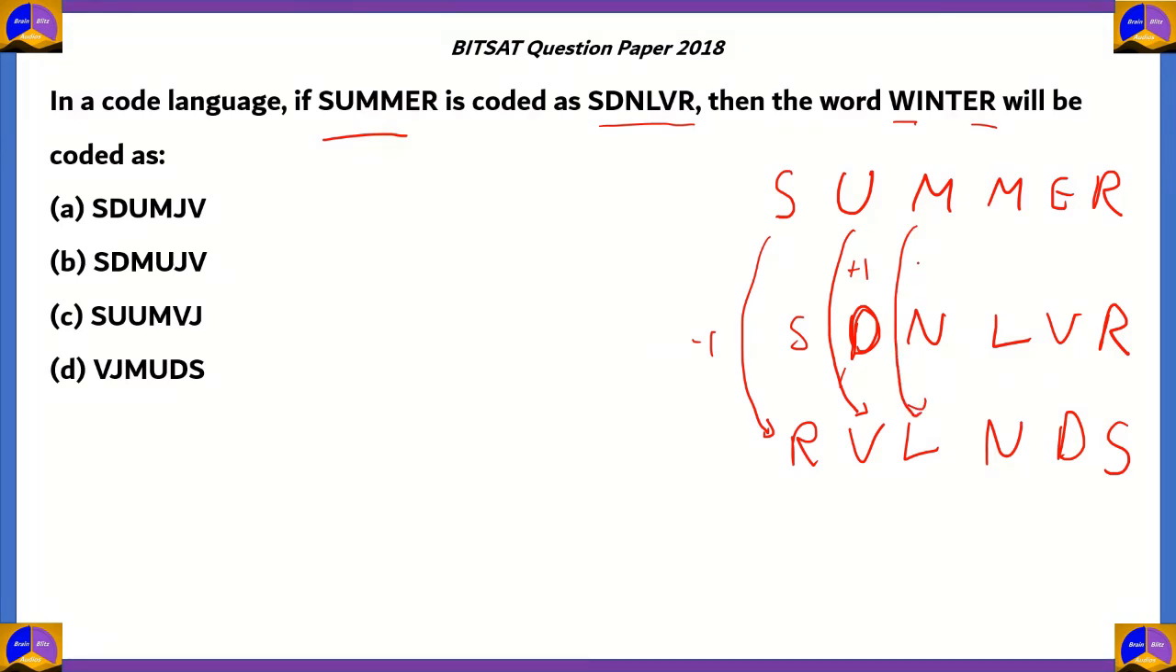For the third, the previous letter is taken. For the fourth, the next letter is taken. For the fifth, the previous letter is taken. And for the sixth, the next letter is taken. So for even positions like 2, 4, 6, etc., the second letter, the fourth letter, the sixth letter, etc., the next term is taken. And for odd positions like first letter, third letter, and fifth letter, the previous letter to that letter is taken. And then the sequence that we get out of it is being inverted to get the code. So using this ideology, let's find out the code word for winter.